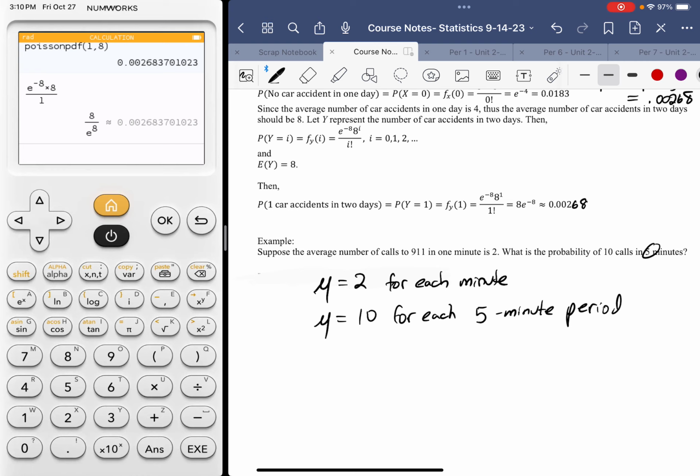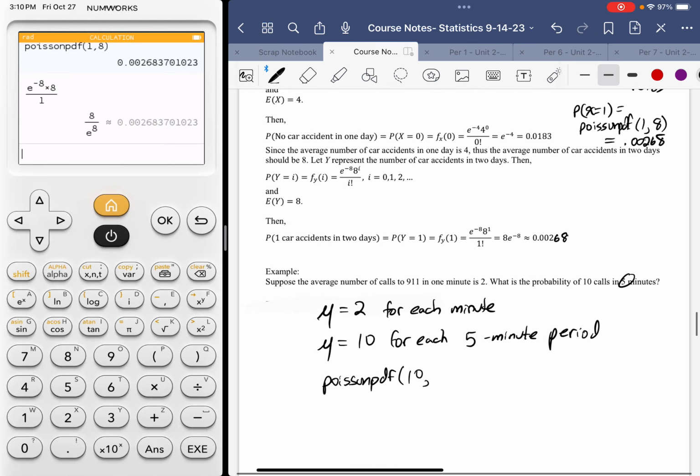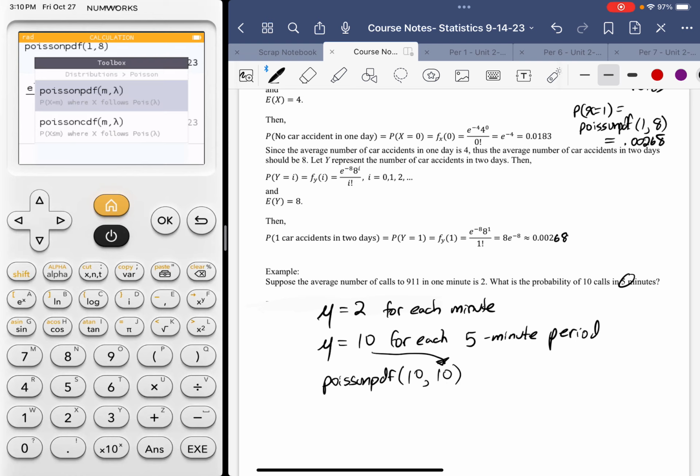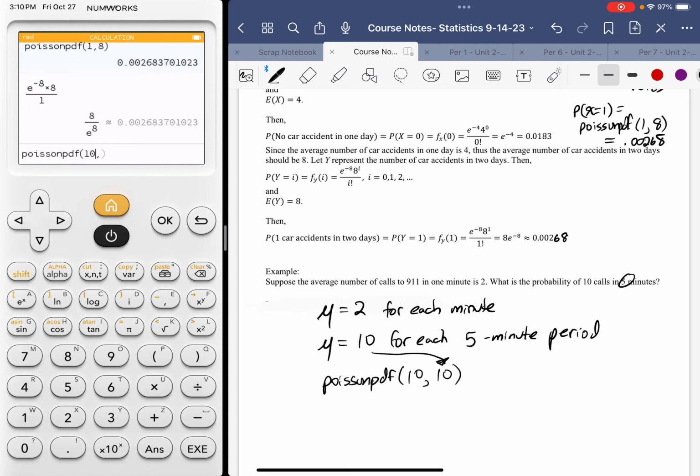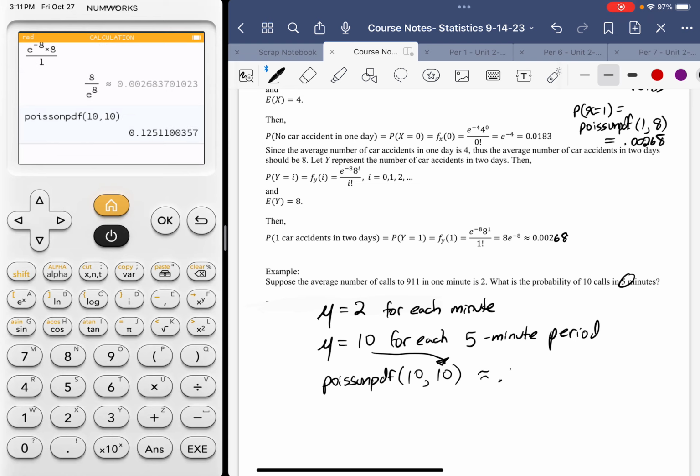All right, so I'd use my Poisson PDF, number of quote-unquote successes, but again, it's not really a success if you have to call 911. All right, 10 calls, and that's going to be with the mu of 10, which is going to be about 0.125.